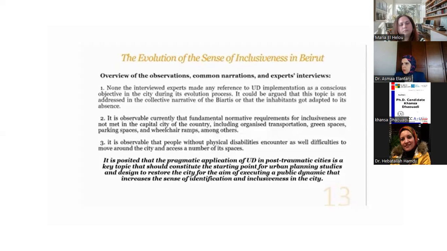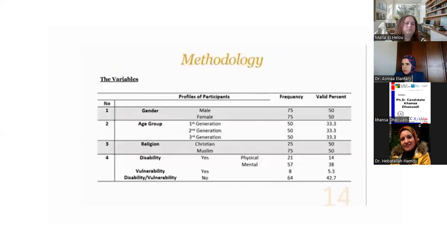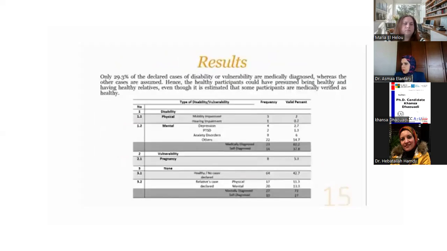As a conclusion of the observations and of the interviews, none of the interviewed people mentioned the universal design implementation, and people cannot access or move easily in the city. As a methodology, there was a questionnaire with 150 participants from the 12 districts of municipal Beirut. As a result, only 29.3% of the declared cases of disability or vulnerability are medically diagnosed. So some of them are verified and some of them assume their cases.